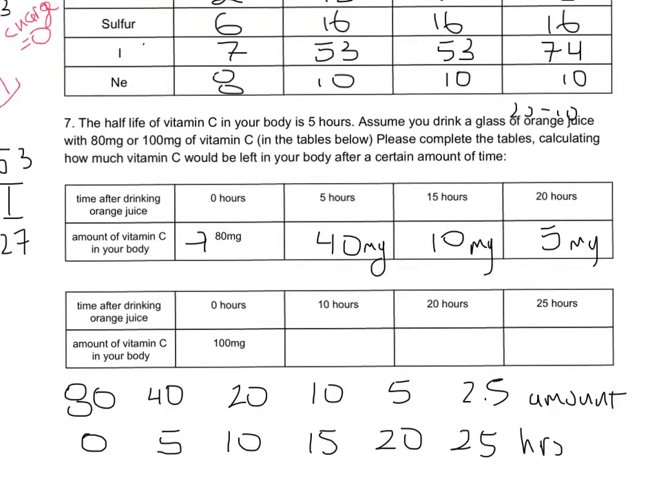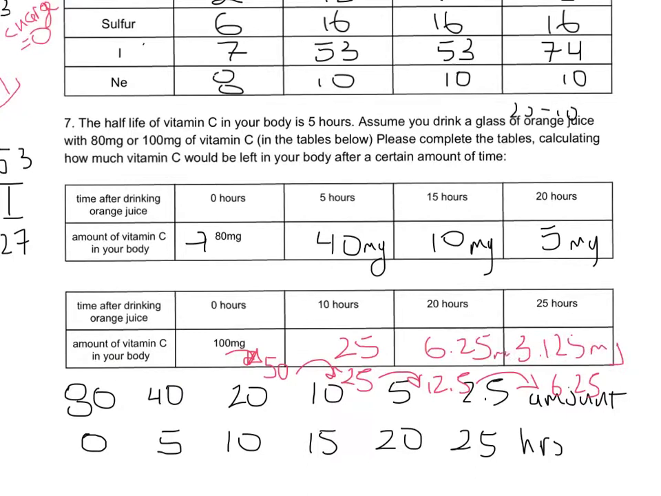Okay, so let's see, we start with 100. So the 100 would go to 50, and that would decay to 25 after 10 hours. So this is 25. Then it would go to 12.5, and then it would go to 6.25. And then after another 5 hours, we're going to divide that by 2, and we get 3.125, and this is again in milligrams.